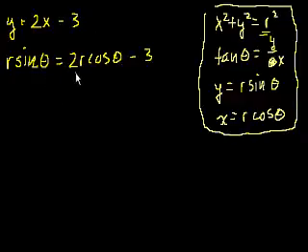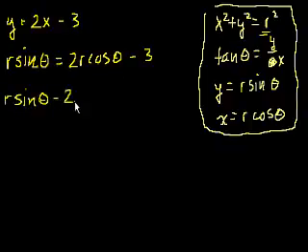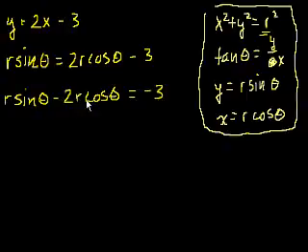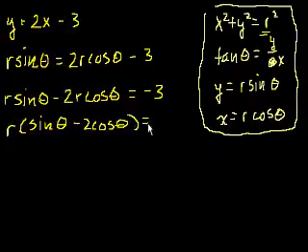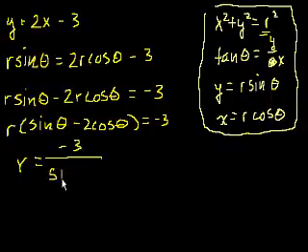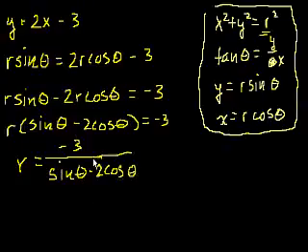And let's see if we could separate the r's and the theta. So let's subtract this from both sides. So we get r sine of theta minus 2r cosine of theta is equal to minus 3. Just like the last problem, we can factor an r out. So we get r times sine of theta minus 2 cosine of theta is equal to minus 3. Now divide both sides by this expression. So you're left with r is equal to minus 3 divided by sine of theta minus 2 cosine of theta. There you go.